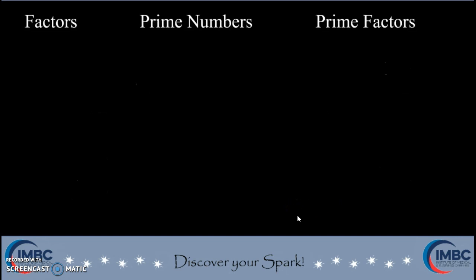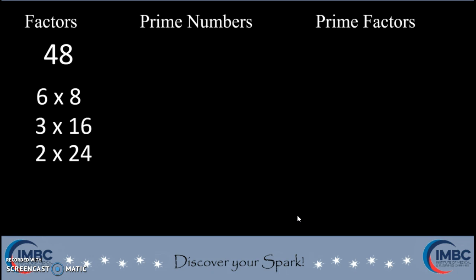Okay, next, let's talk about factors. Factors are any set of numbers that will equal a given number when multiplied together. So let's use the number 48. A set of factors for 48: 6 times 8, two numbers that, when you multiply them, equal 48. Another set, 3 times 16. 2 times 24. 2 times 3 times 8. These are all sets that equal 48 when multiplied together.